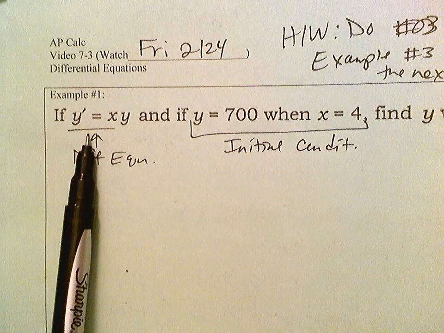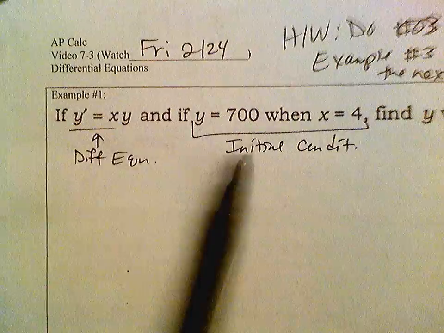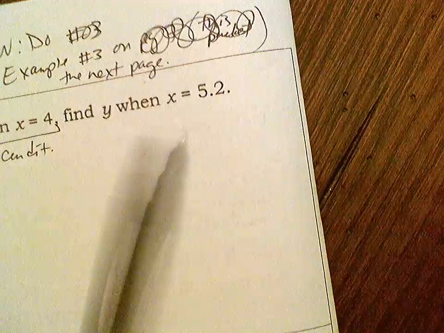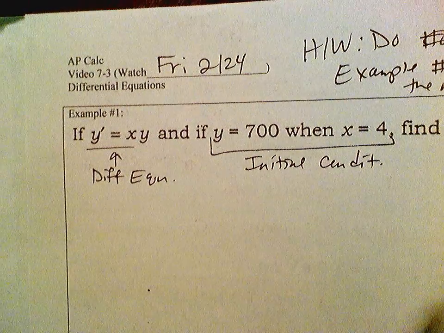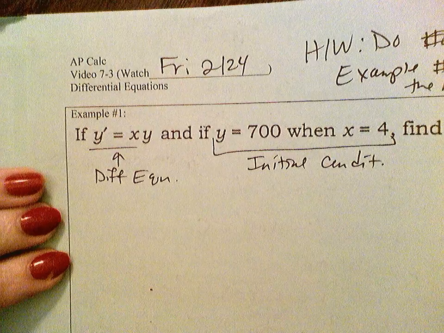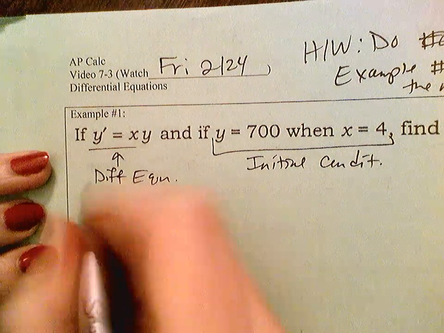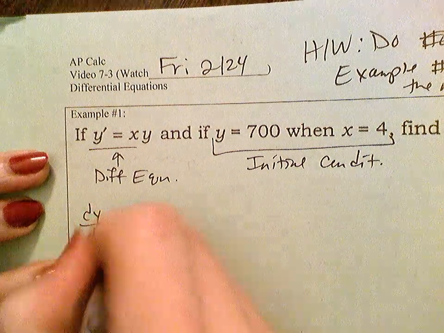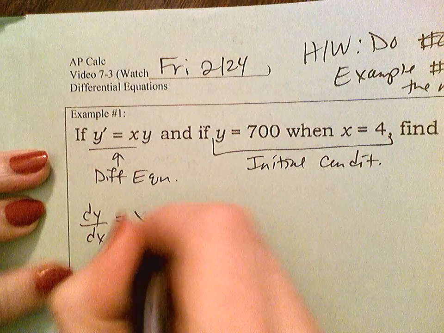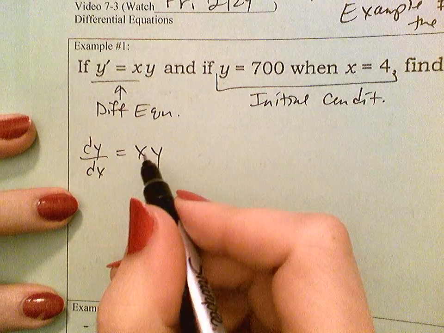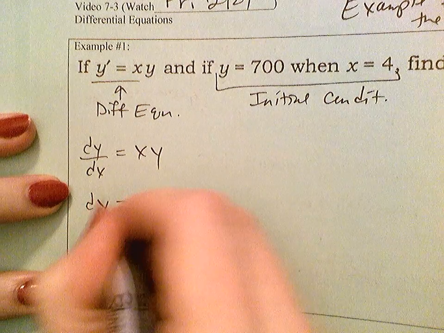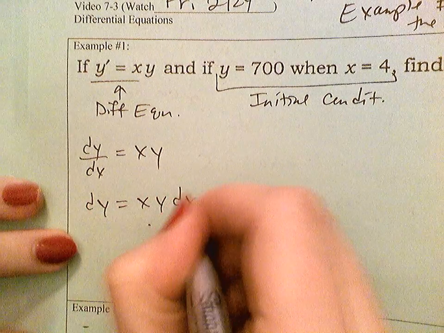If we could find the particular solution to this differential equation, then we could figure this out. So we're going to find the particular solution given this information, and then we'll figure out what they're asking. First we'll find the general solution. So I convert to Leibniz notation, then dy equals xy dx.